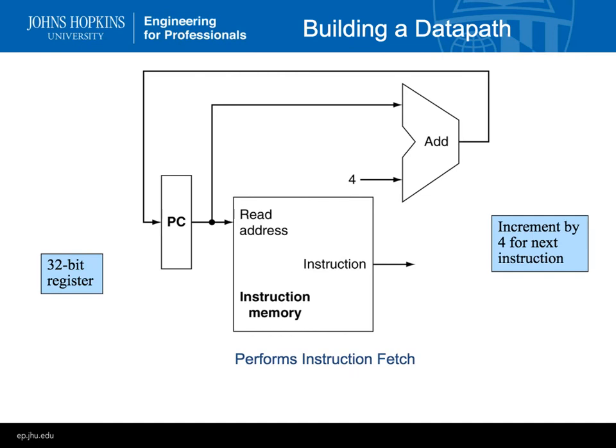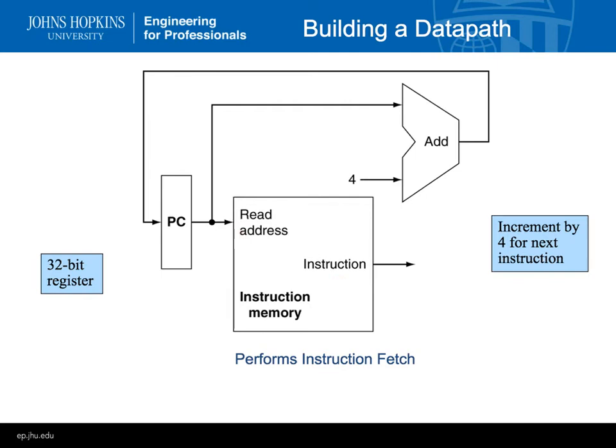Okay, so we're going to go through the items in the data path one at a time. We talked about this already. This is the first item we're going to talk about. This is a register, and it's got a 32-bit address in it, which is where the instruction is we want to read. That 32-bit address goes into the instruction memory. It goes to that address in memory and fetches the instruction, which is also 32 bits.